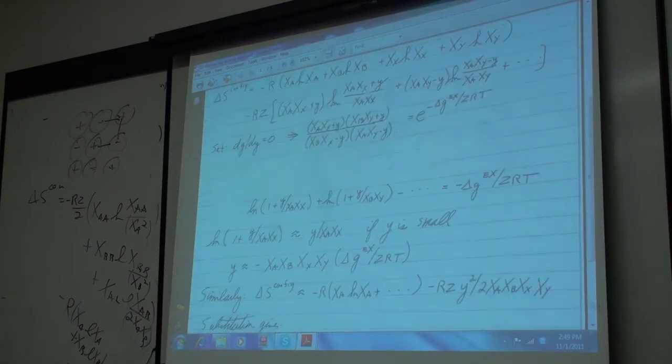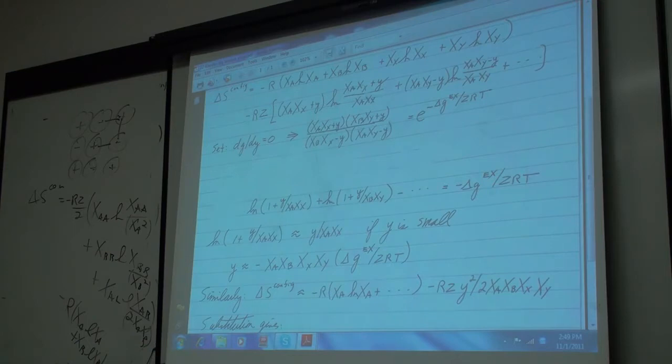we are taking the logarithm of each side now. So first of all, I'm taking the logarithm of this side. This is just taking the logarithm of this side equals the logarithm of that side. But now we're going to do a first term Taylor expansion.